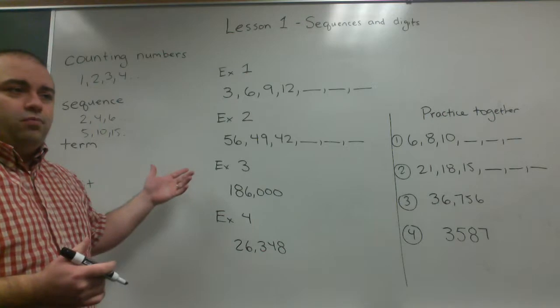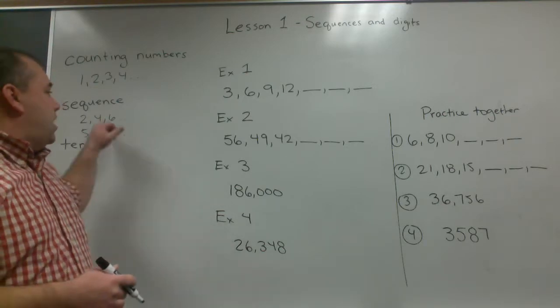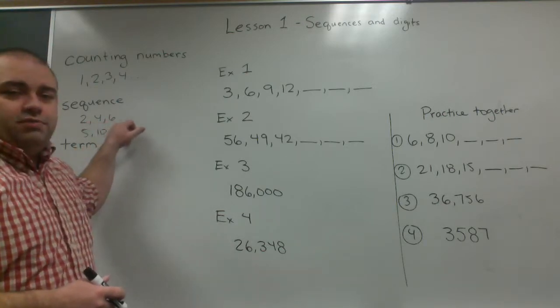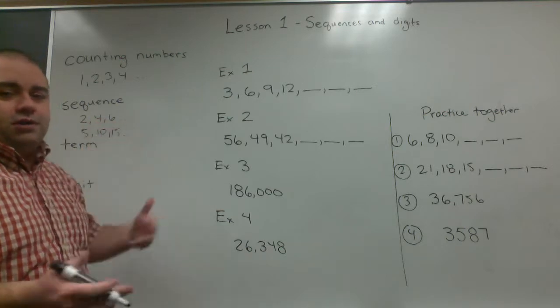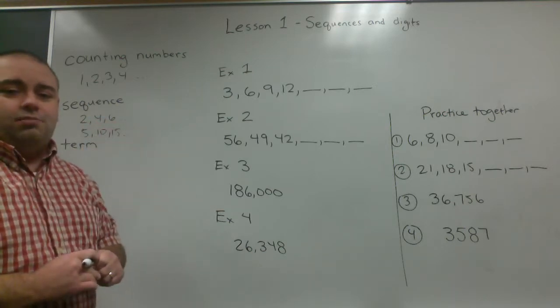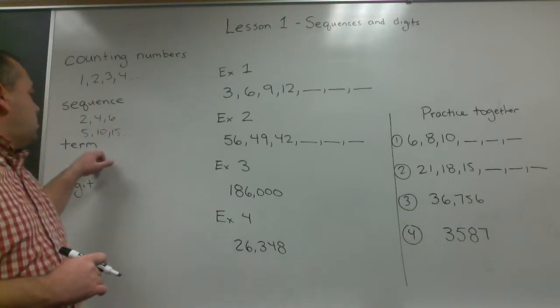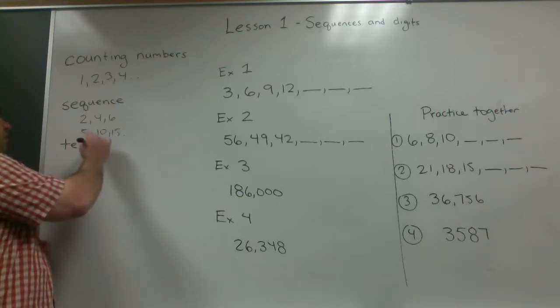Every single number in a sequence is called a term. A term would just be any number in a sequence. So you have 2, 4, 6, those are all terms. If we say first term, it'd be the first one, second term, third term. You could do the 10th term of a number if you need to. So that takes care of what terms are.